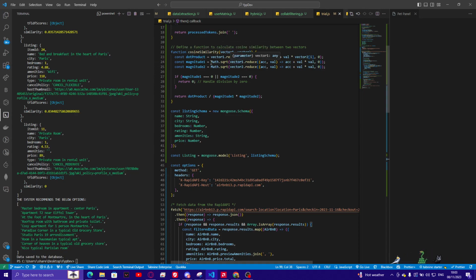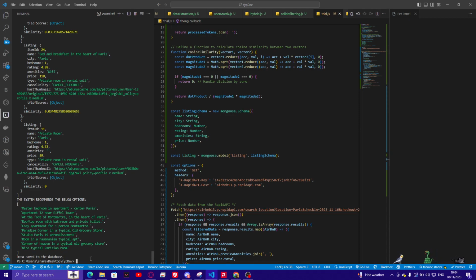As you see, I was using math.sqrt, which is the square root of the vectors, right? The square of the magnitude 1 was for set 1, and magnitude 2 was for set 2, right? And then we just return the dot product of both vectors over the magnitude of vector 1 times the magnitude of vector 2. That's how we get the similarity score of cosine similarity.